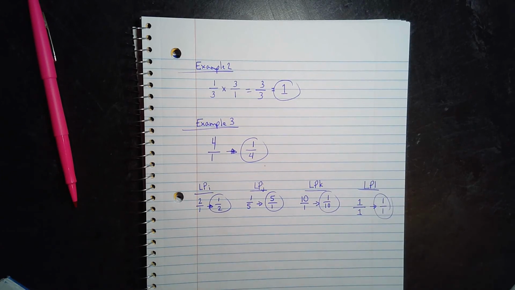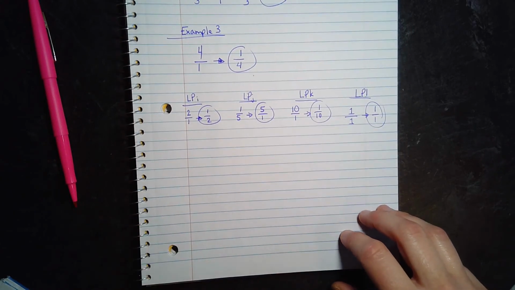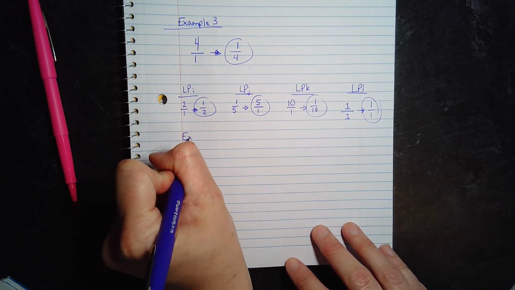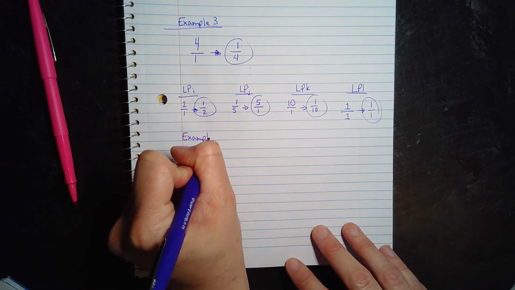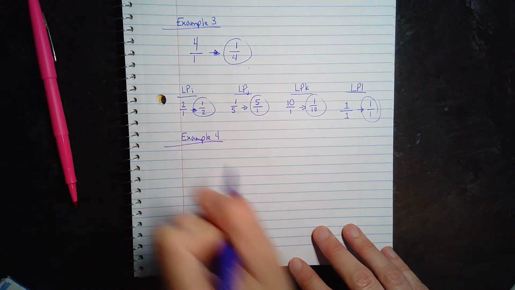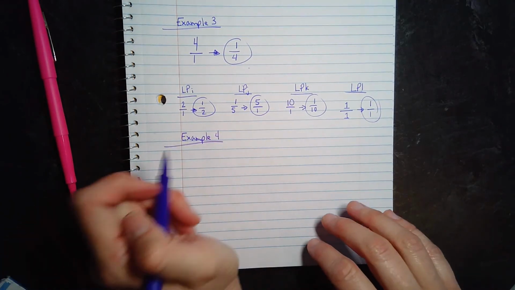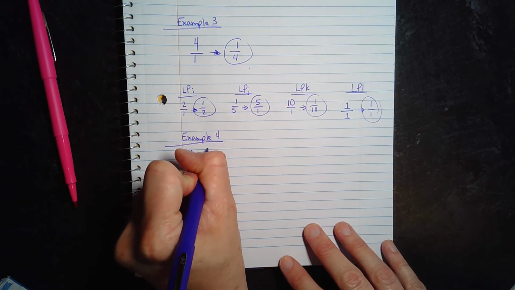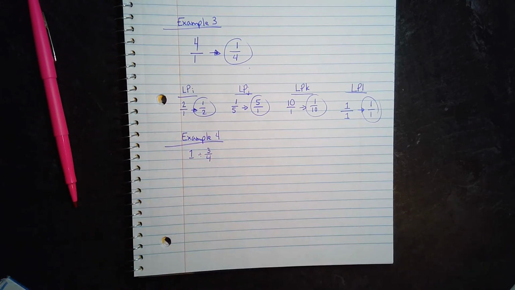Weird, right? All right, let's look at example 4. We have to divide 1 divided by 3/4. Okay, so what does this problem mean? Well, this problem is asking us how many 3/4 are in 1.